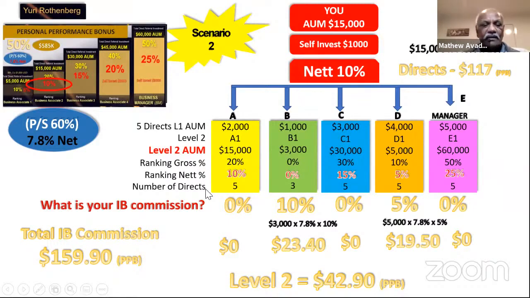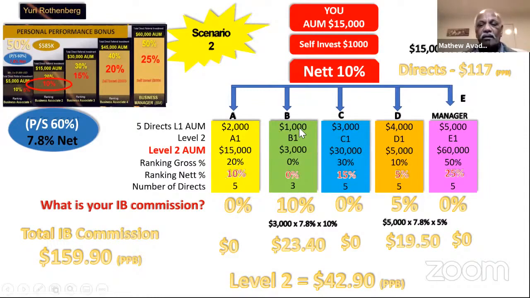Now we have a different situation where your client A, who has $2,000, has under them clients with a total of about 15,000 as well. Under investor A1, they have 5 clients and qualify as a QIB, so they also get 10%. Because he's in the same commission ranking as you, he gets 10%, so you get 0 at level 2 of A1.